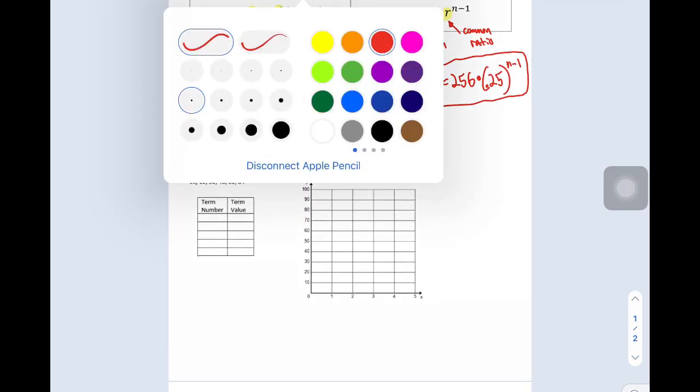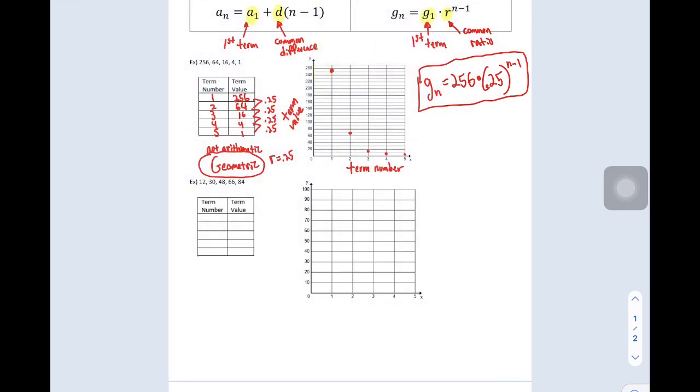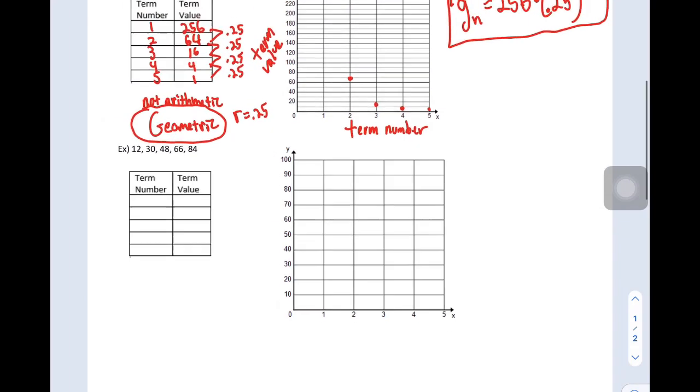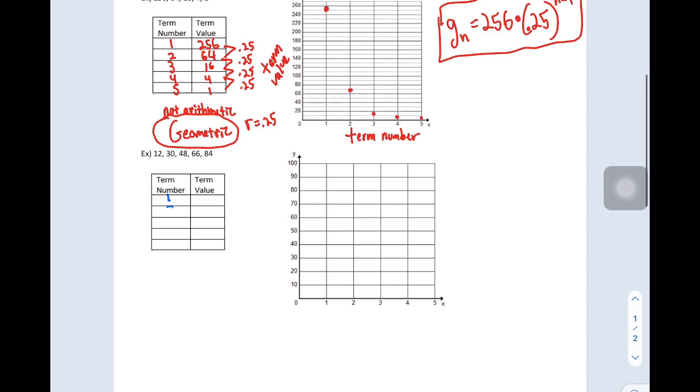Alright, let's do the second one. I'm going to move a little quicker on this guy. So this one, we have 5 terms. 1, 2, 3, 4, 5. And I can see that they give you the 5 terms there.